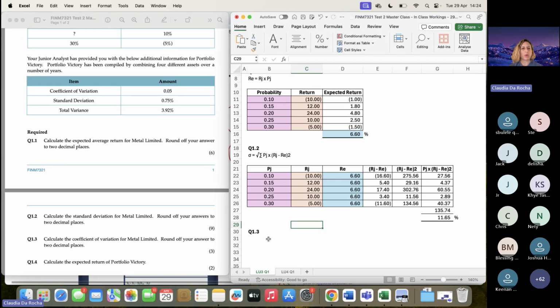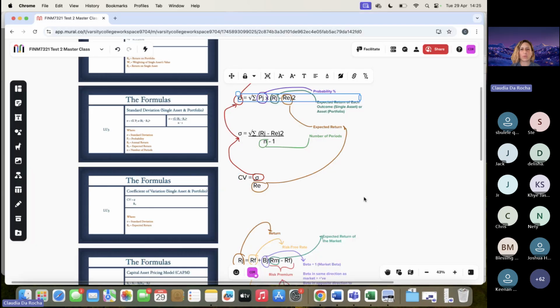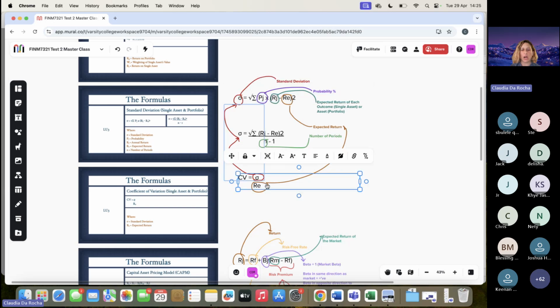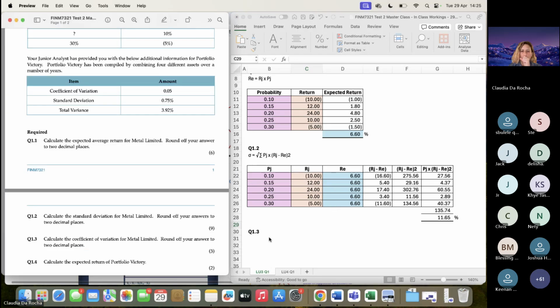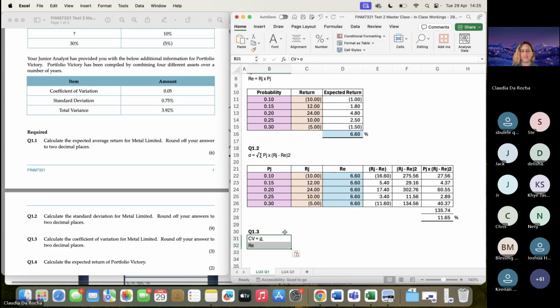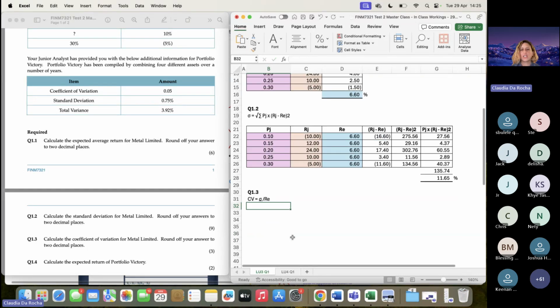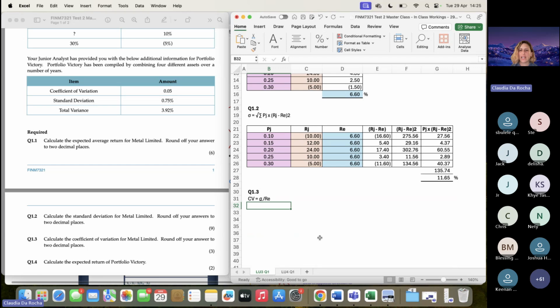Let's go to question 1.3. So it's calculate the coefficient of variation. So let's go back to our formula that we did. So remember, this is our formula for coefficient of variation. So it's actually divide by our RE. I'm just going to put it on one line. So it's very easy because you literally take your answer from here and divide by that one.